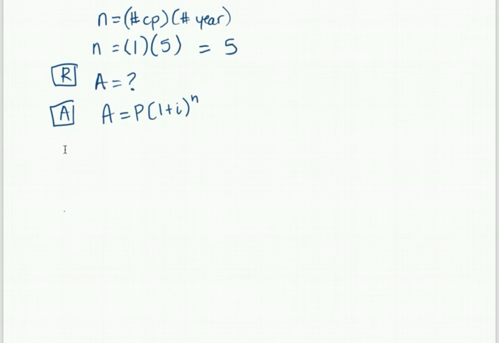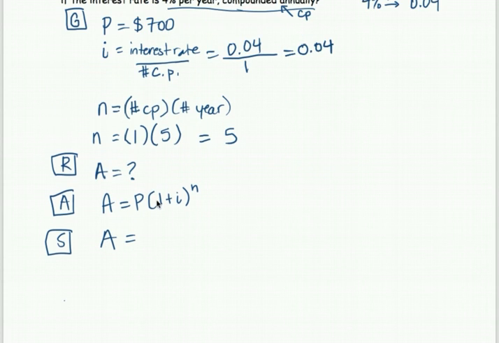All right, so you are going through and filling in this formula here. So we know the principal is 700. Okay, 1 plus i, so the i that you calculated is 0.04. And then n, its exponent, is 5 here. Okay, all right, so now we're going to go through and calculate this out.